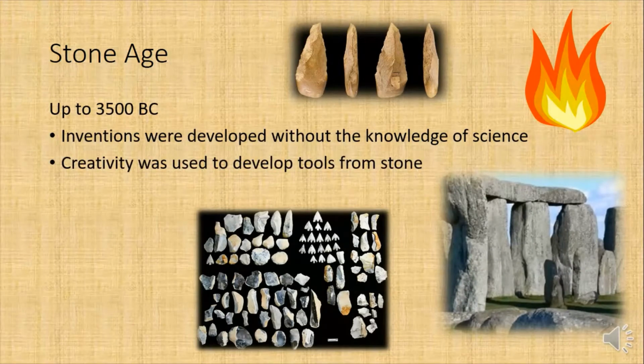Creativity was used to develop tools from stone. So we created things based out of stone. That was what we could use. As you can see in the picture down at the bottom, we had arrows and various other stones that we used to maybe build different things, or if we were eating something, or if humans caught an animal, they'd have to deal with the flesh of the animal, so there'd be sharp stones to do certain things with.